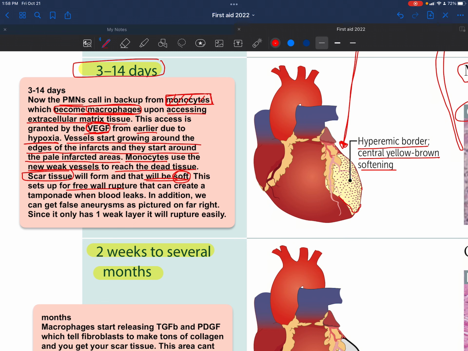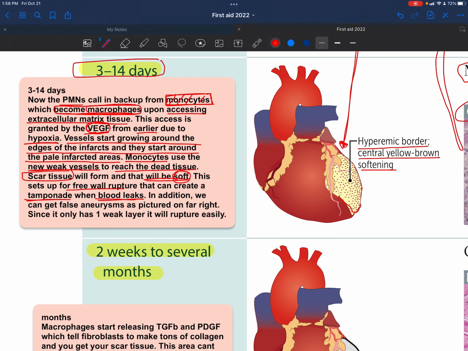This sets up for free wall rupture, because it's soft. That means we could have a rupture. It's not that tough, it cannot hold too much, so it could rupture at any minute. So that can lead to a tamponade. If the scar tissue really ruptures, and the blood leaks from the inside to the outside, that would lead to cardiac tamponade.